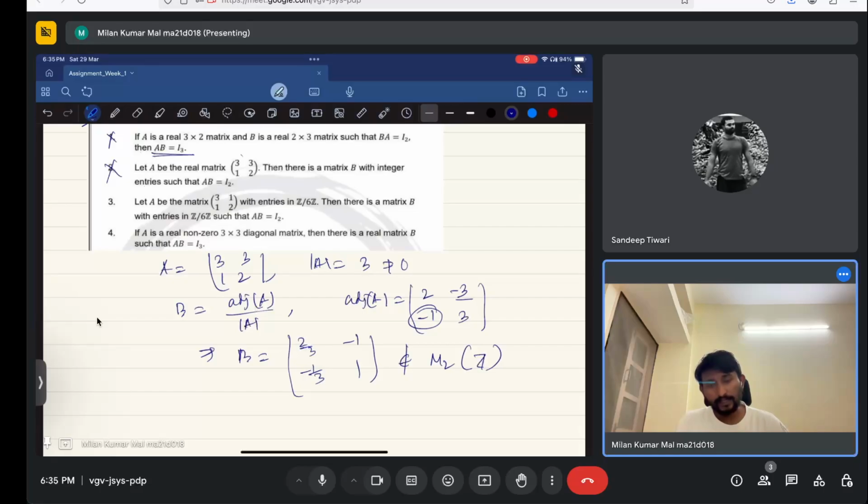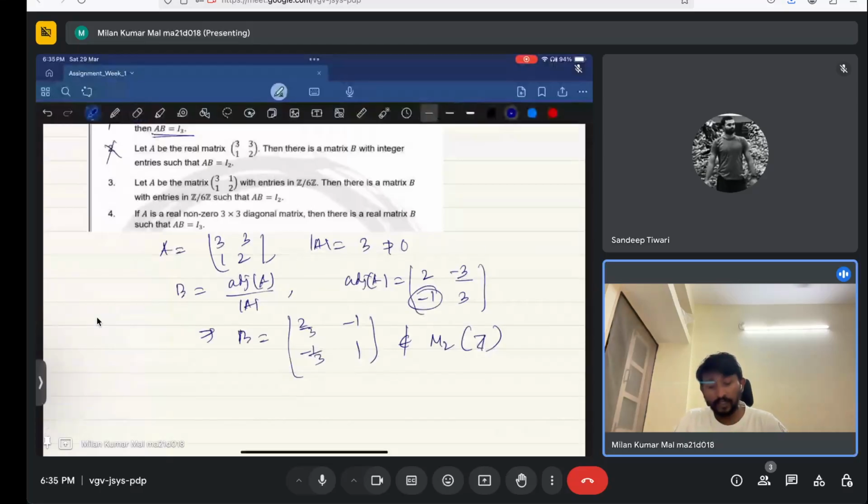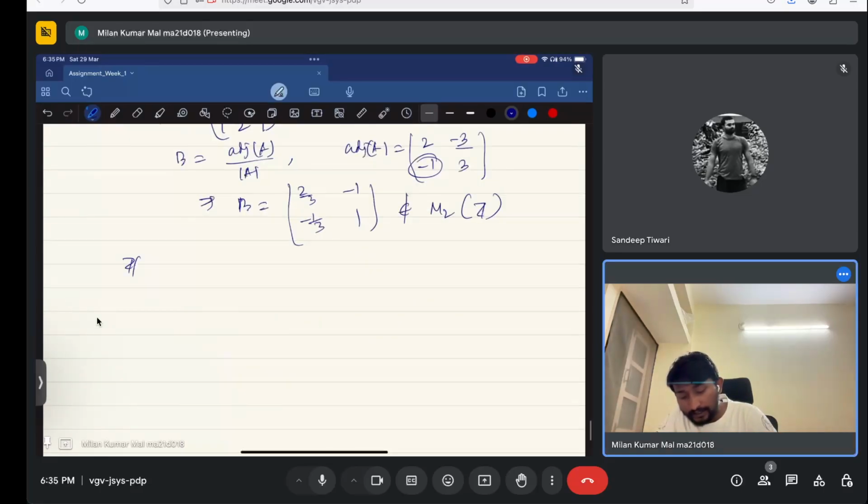And if it is written real, then I need real here, because in that situation one of the entries can be a square root or something, not rational. Okay, next question. It says A is a matrix 3 1 1 2 with entries in Z6. Z6, I'm writing it as Z mod 6Z, is equal to 0 1 2 3 4 5, right?